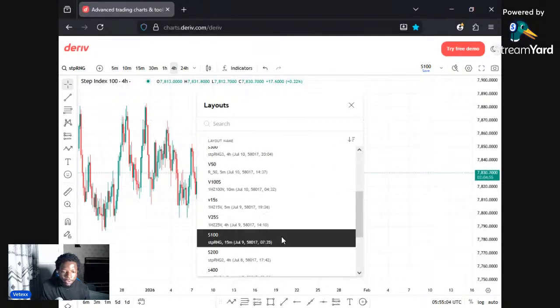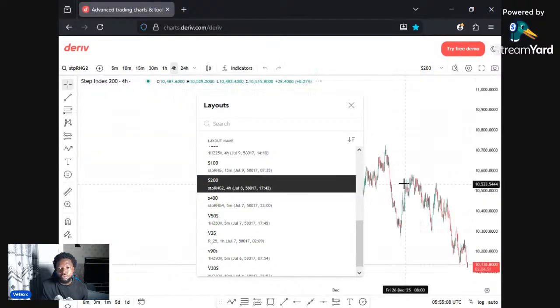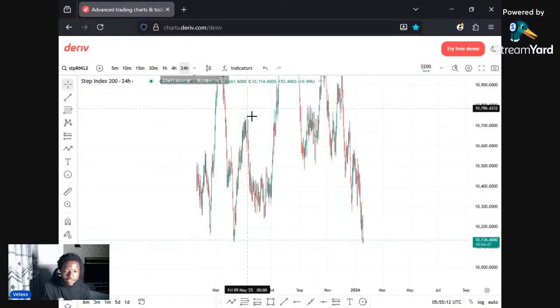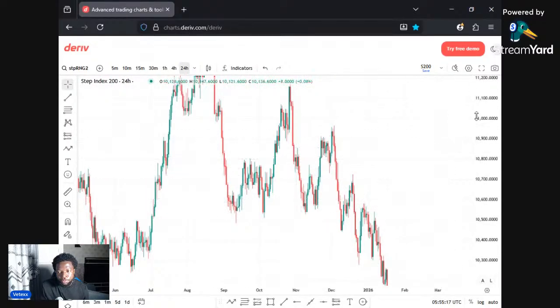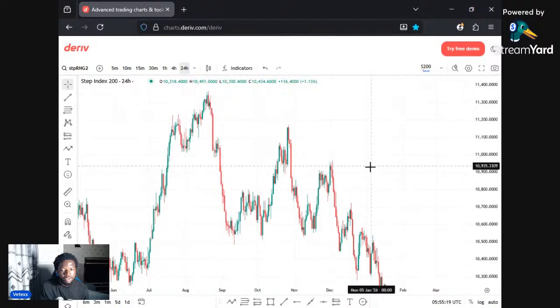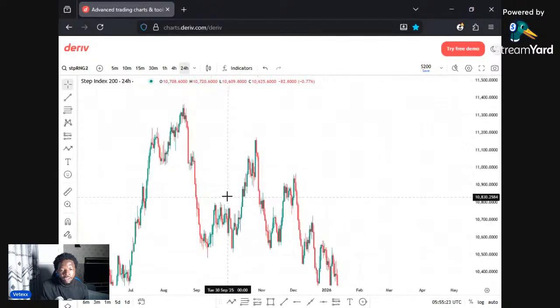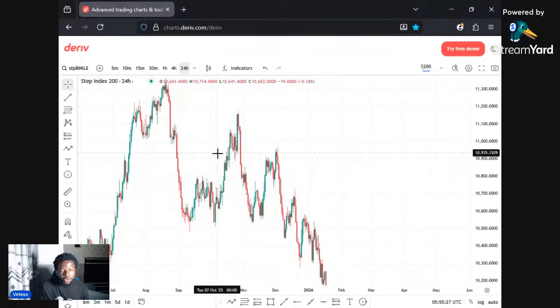The next pair on my list is step 200. So let's check it out real quick. Step 200 has been bearish on the weekly time frame. It just smashed its target some days ago. Okay, so what we do next is to anticipate a 24-hour time frame setup, which is this.